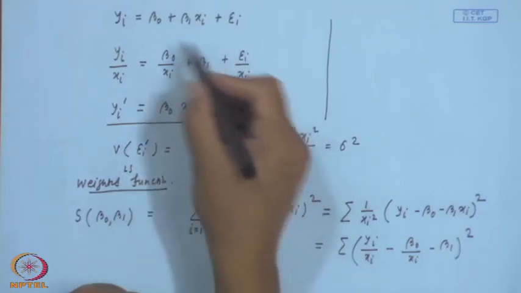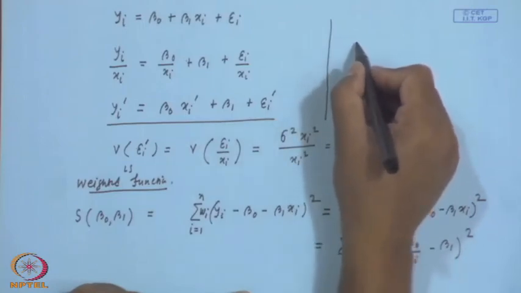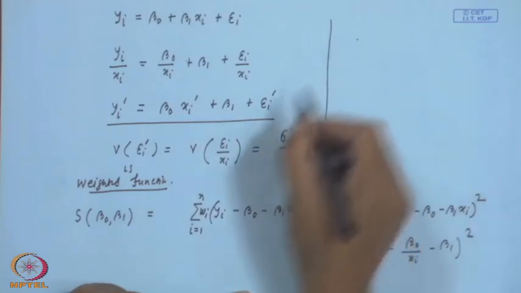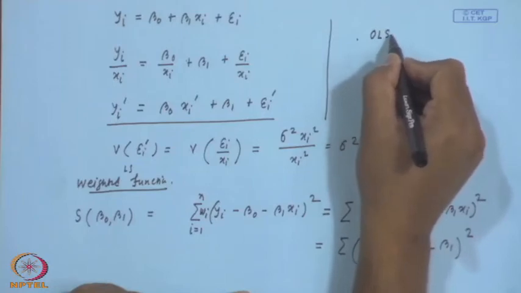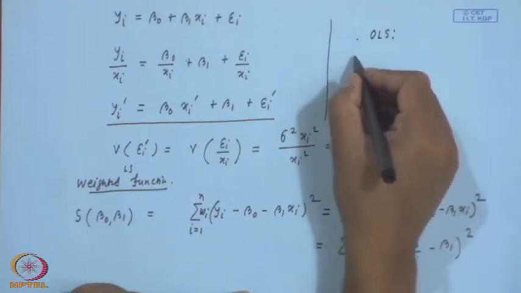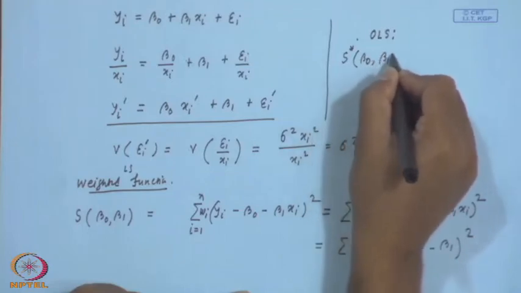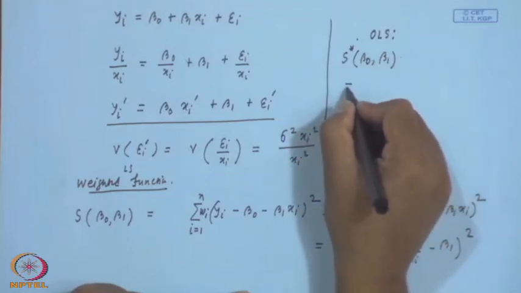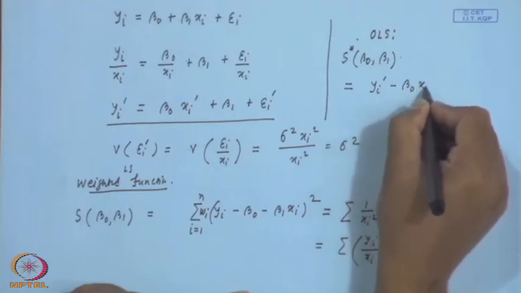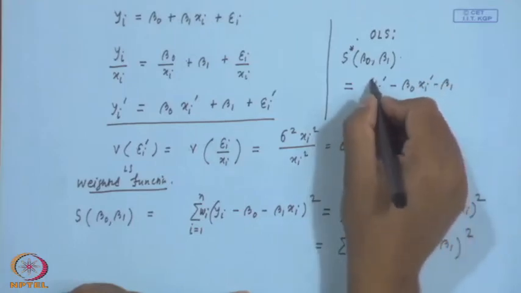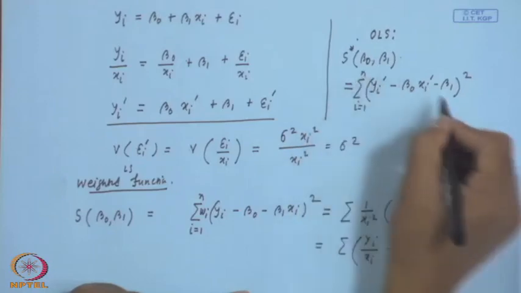In part 1, this is the transformation we considered. Here, to compute beta naught and beta 1, you can see that epsilon dash has constant variance. So, we can go for the ordinary least square technique, and the function we will minimize, call it S star of beta naught, beta 1, is equal to (y i prime minus beta naught x i prime minus beta 1) whole square. We will minimize this to estimate beta naught and beta 1.